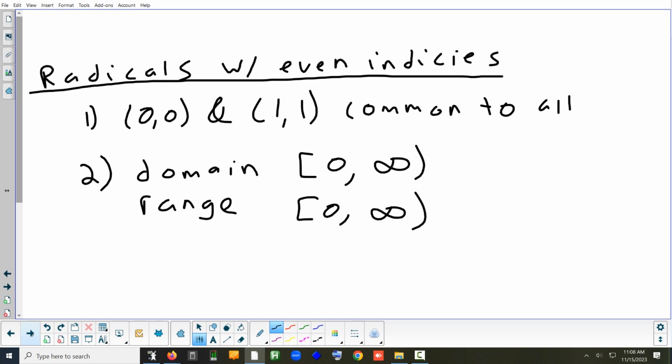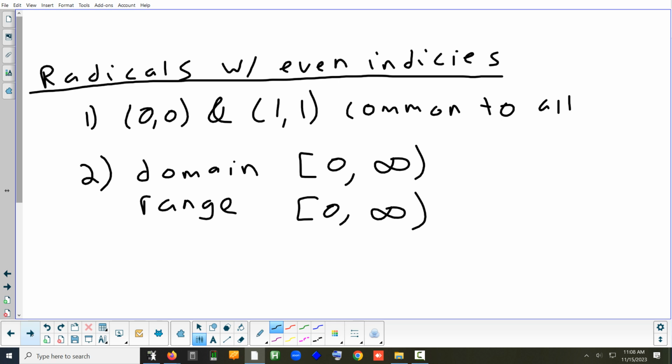And (0, 0) and (1, 1) are common to all even root graphs, if you don't shift it up and down or left and right. So all parent functions, yeah.